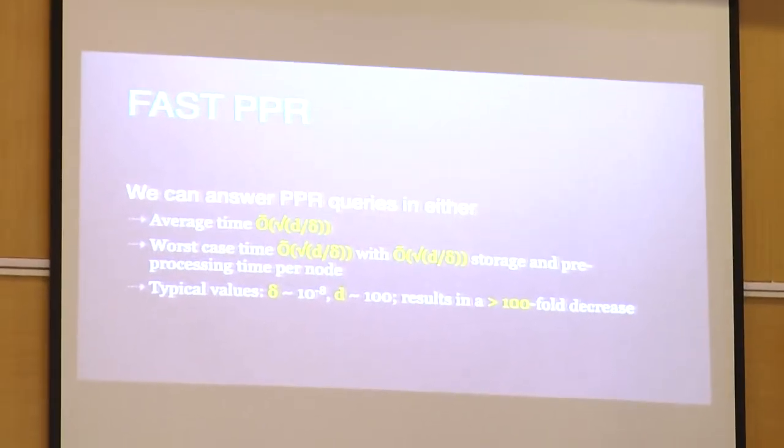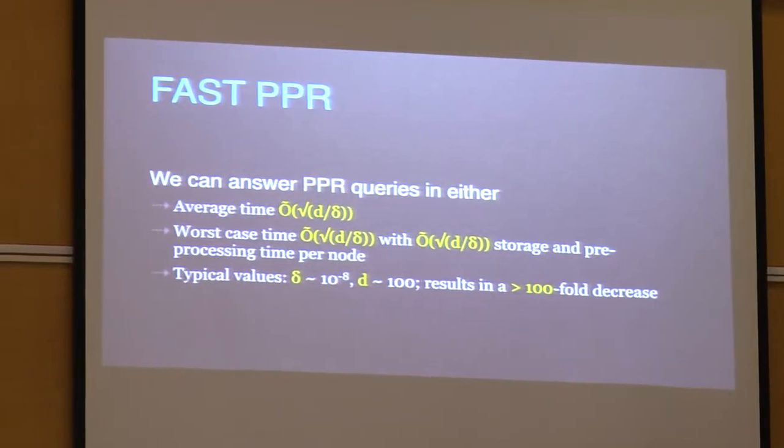But 1 over delta is very large, because you typically need delta to be something like 4 over n or 5 over n. So if you want to be able to distinguish the top 1% nodes and the average node, you need delta to be around 4 over n. And so the result that we have is that we can answer personalized PageRank queries in average time which is O tilde of square root d over delta. And the average is over the average s and an arbitrary t.